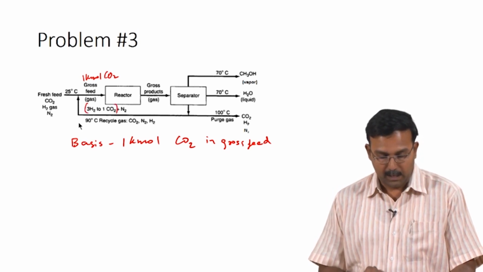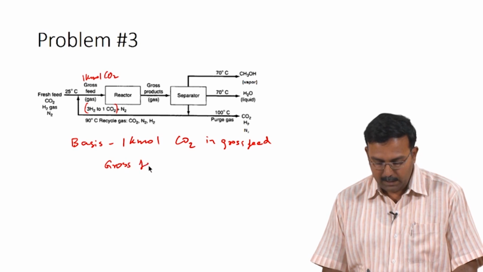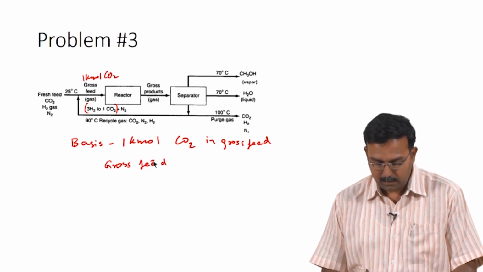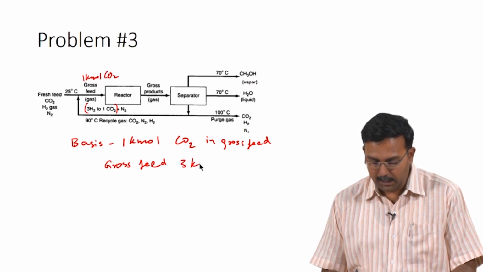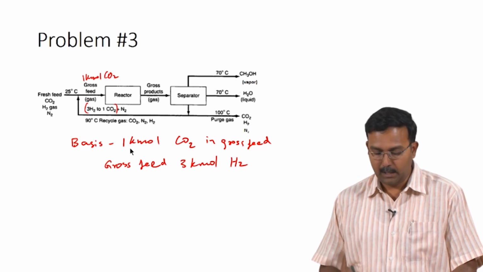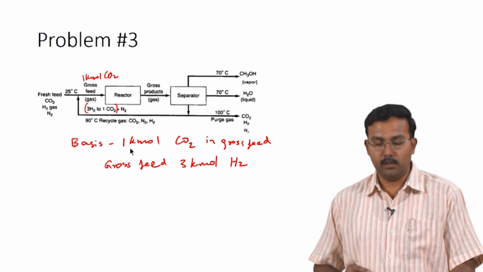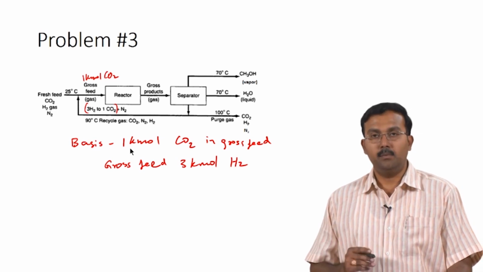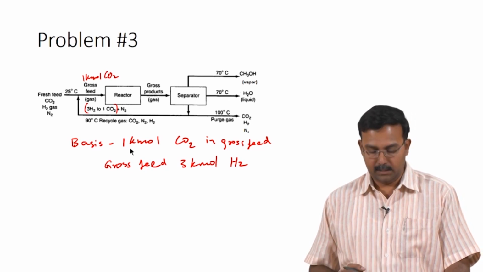Now that we have that information, it would mean that the gross feed actually would contain 3 kilomoles of hydrogen as well. So, you have 1 kilomole of carbon dioxide and 3 kilomoles of hydrogen. In addition to carbon dioxide and hydrogen, you also have nitrogen. We need to find out how much nitrogen is accompanying this carbon dioxide and hydrogen.